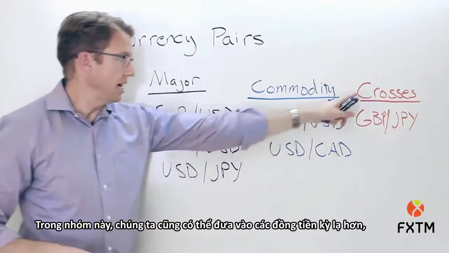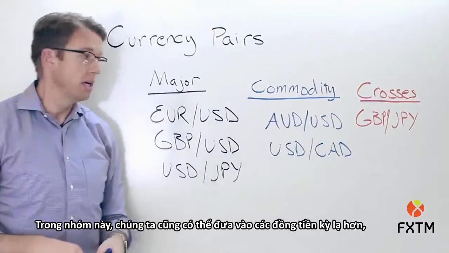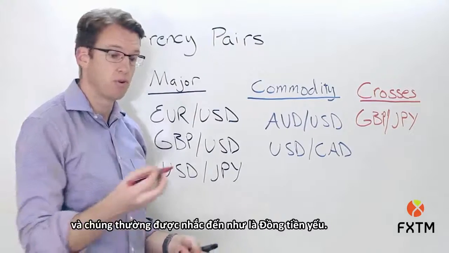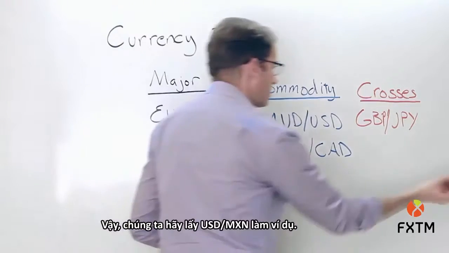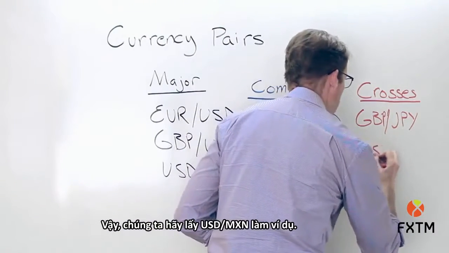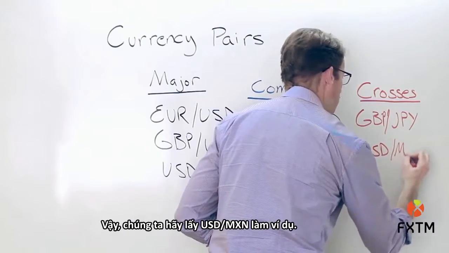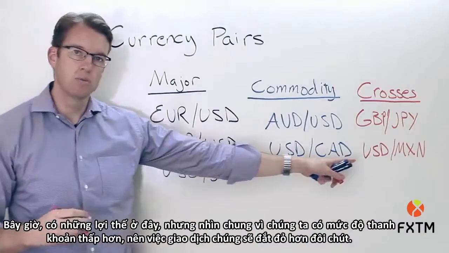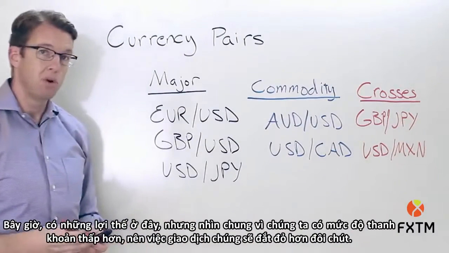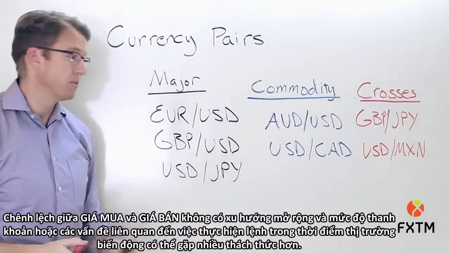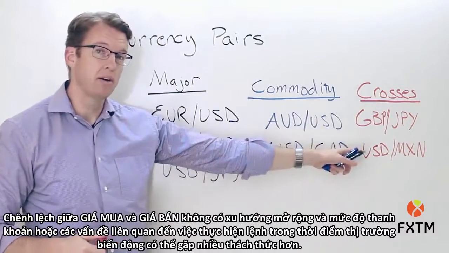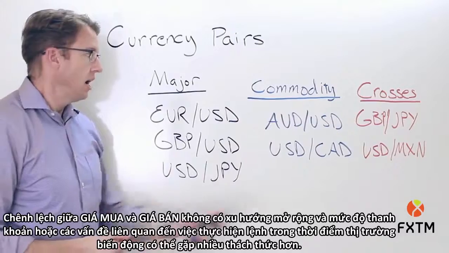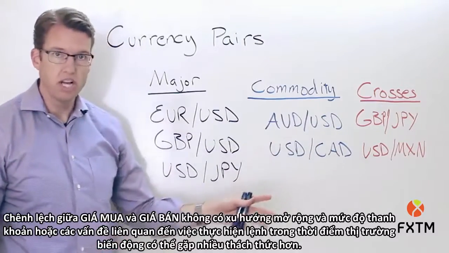In this category, we might also throw currencies that are more exotic, and in fact, they're oftentimes referred to as exotics. Let's take, for example, the dollar to the Mexican peso. There are advantages here, but because we have less liquidity, they will be a little bit more expensive to trade. The difference between the bid and the ask does tend to be wider, and illiquidity, or problems getting an order filled during market volatility, could be more challenging.